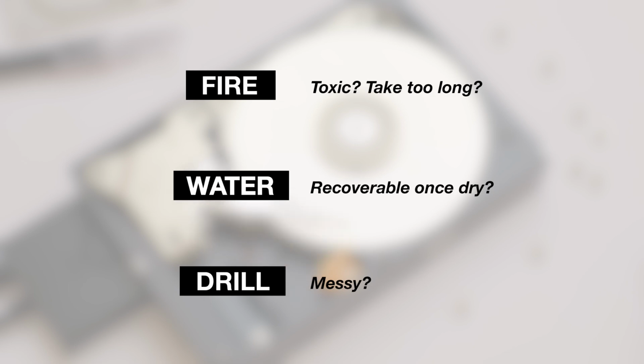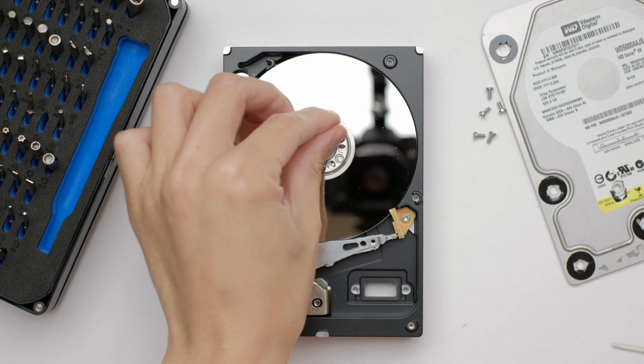I've seen people try using fire, but that will probably take a while with the metal and be toxic as well. Water doesn't really do anything once it's dry, and I don't really want to use a drill and stuff, so I thought I could easily remove the platters and scratch it up.